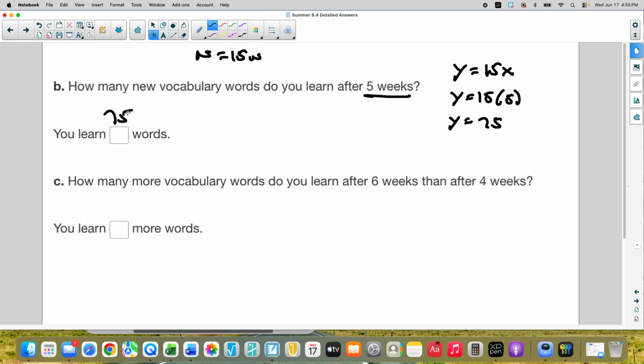How many more vocabulary words do you learn after 6 weeks than after 4 weeks? Okay, well, 4 weeks would be 60, and 6 would be 90. So you would learn 30 more words. Now you can also understand that you're learning 15 words per week and there's a 2-week difference, so you could also calculate it in that manner. You can just mental math it, or you can understand what the question is asking you. All right, let's see what we got next.